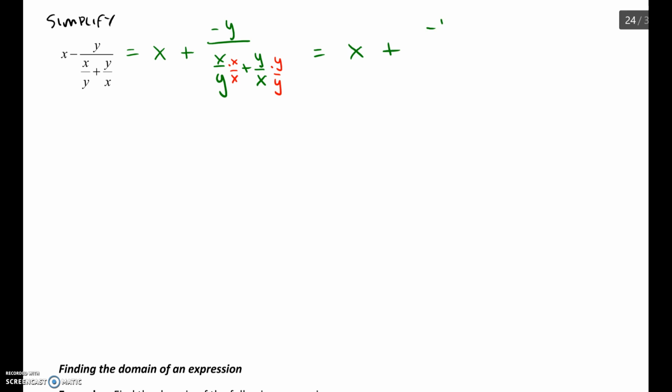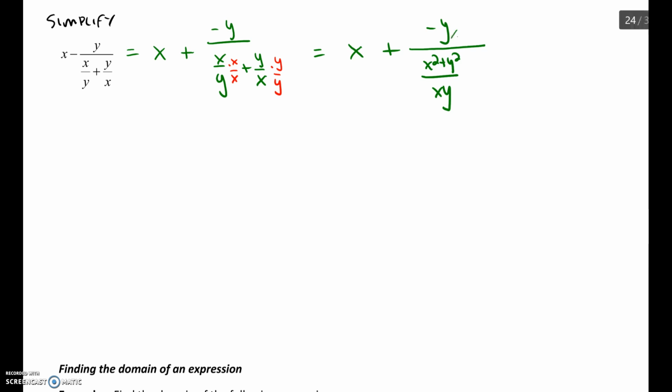x plus negative y over, so this is x squared plus y squared over xy. Now you really got to be careful about these fraction bars. The top one needs to be significantly bigger than the bottom one, because that's the longer one, that tells you how to group these up. It's important.